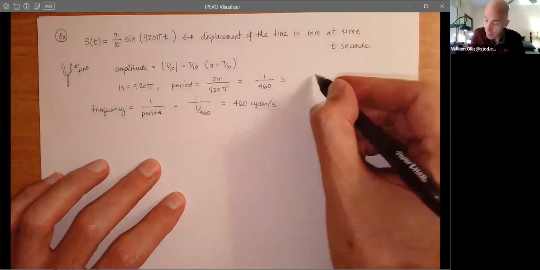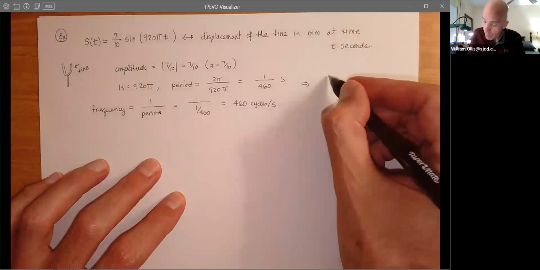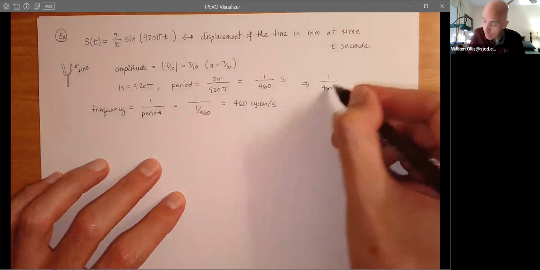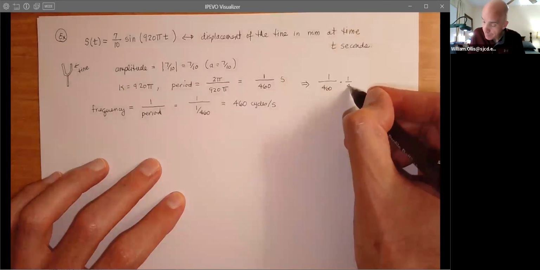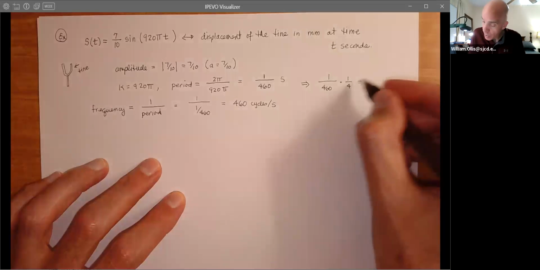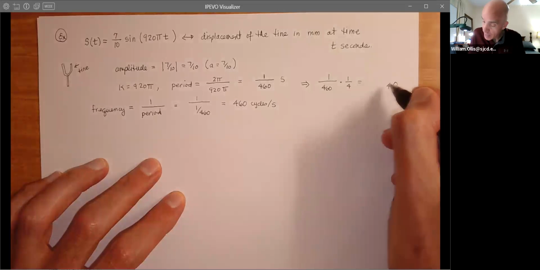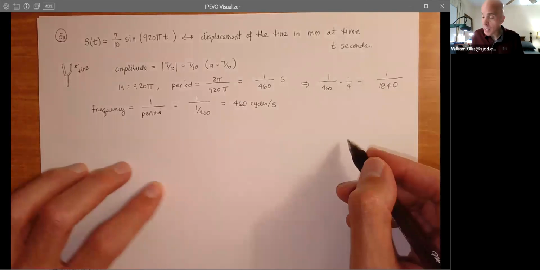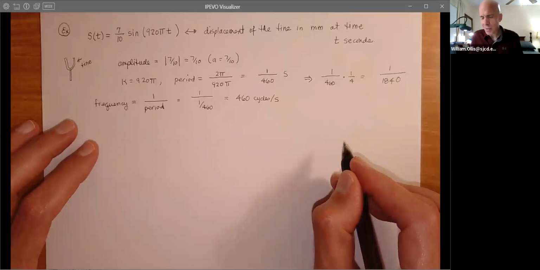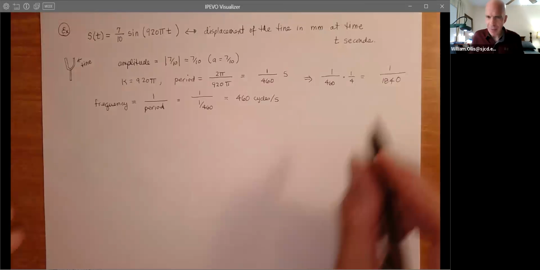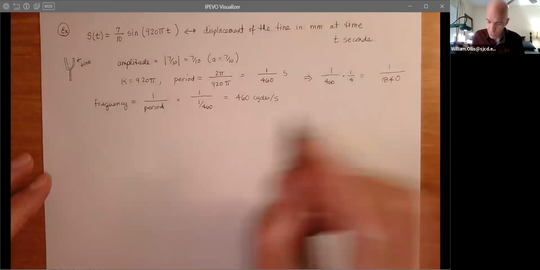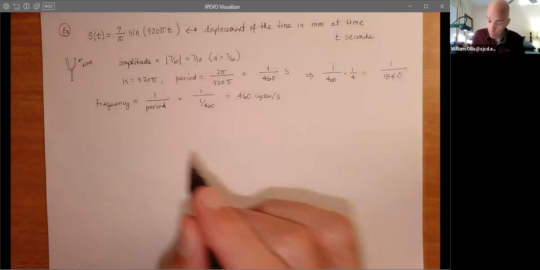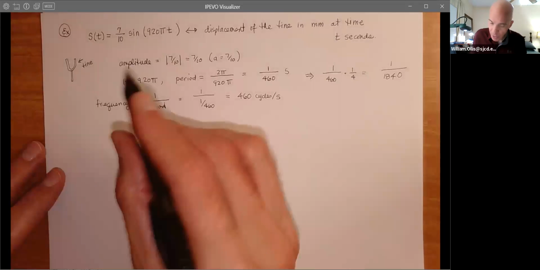So this implies 1 over 460 times 1/4. That gives us a 0, and then a 4, and then a 2, so that's 18. So 1 over 1840. You're thinking, these are tiny numbers. And so now we can think of principal points. So what's going on here?